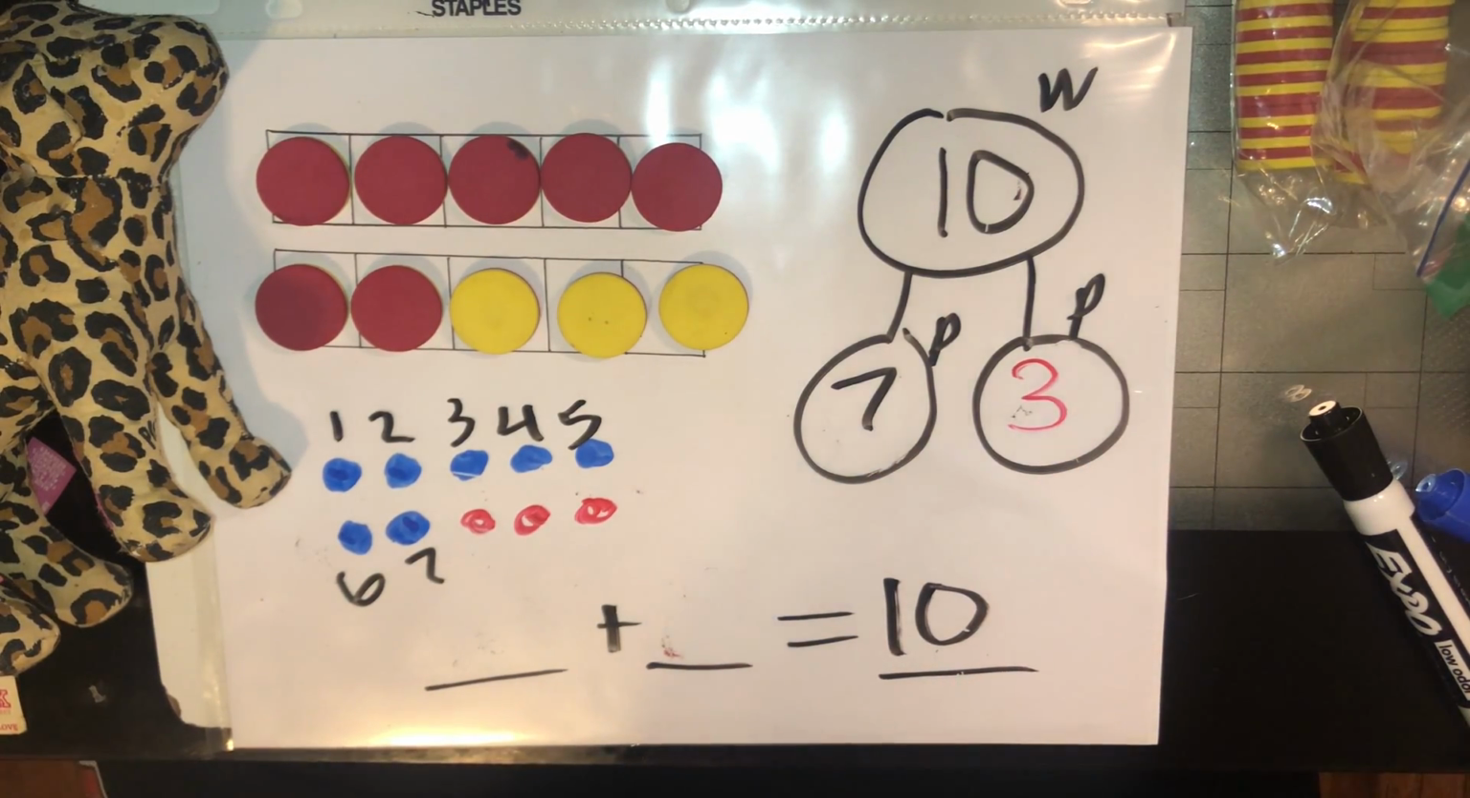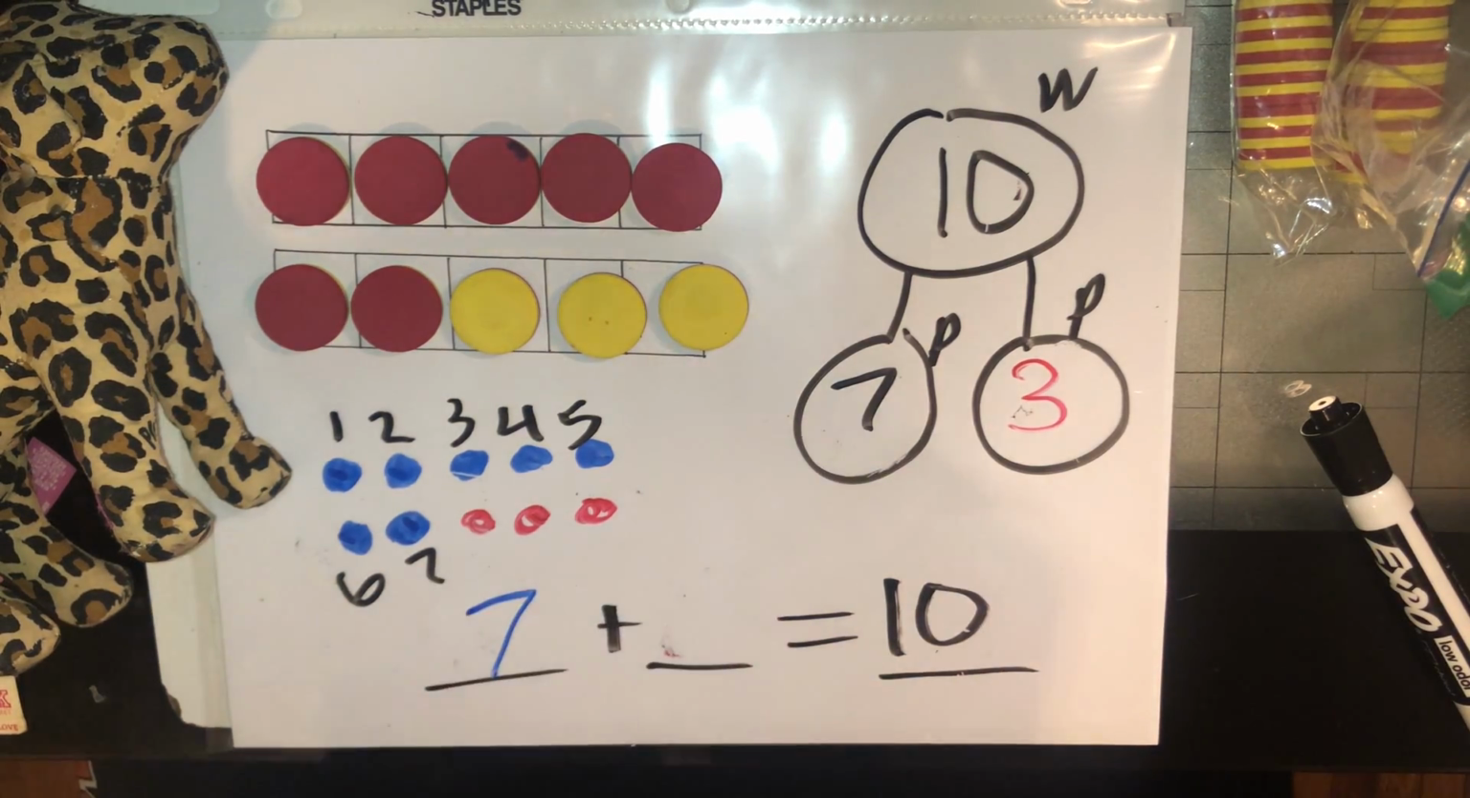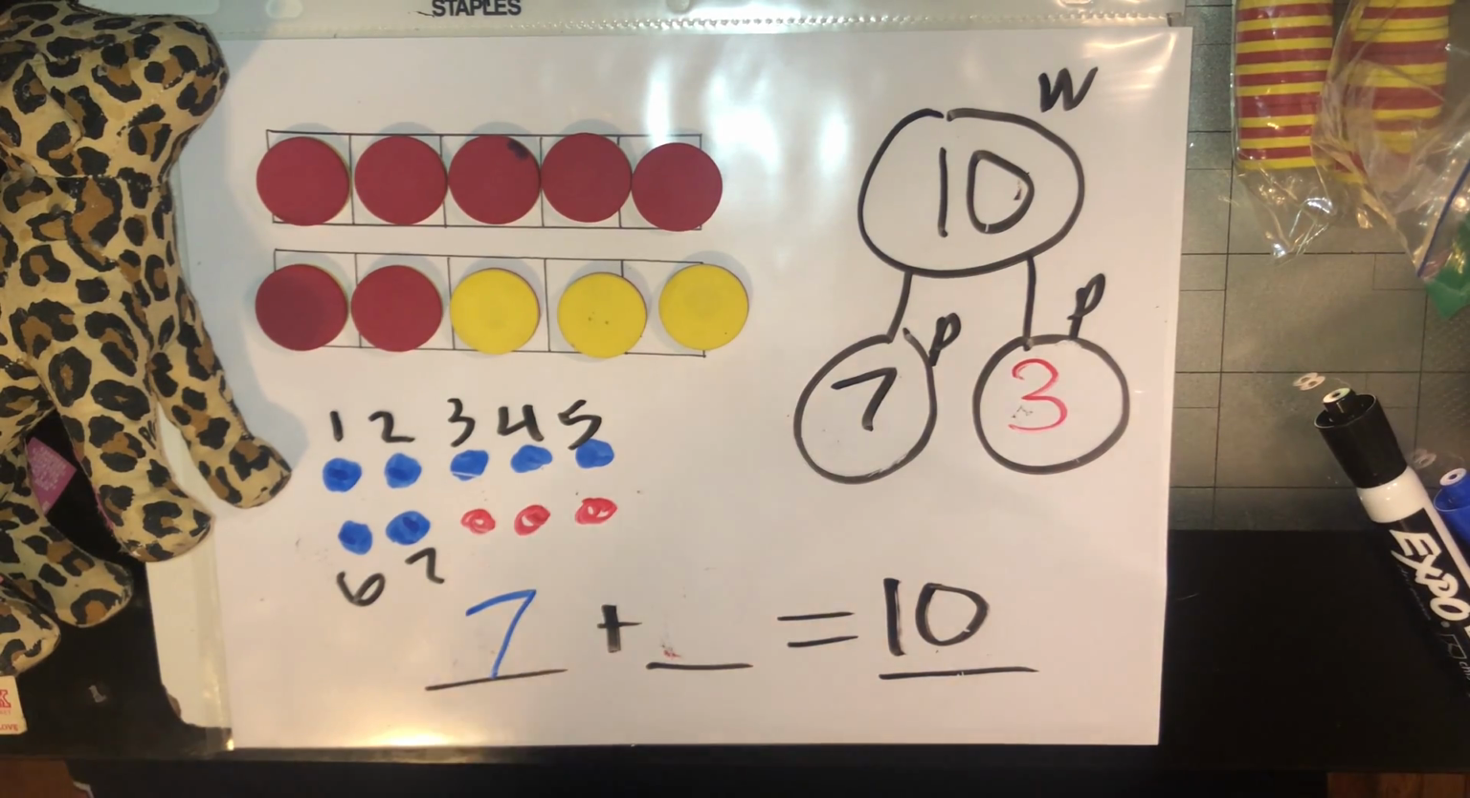So I know I have 7. How many do I have already? I know I have 7, so I'm going to put 7. How many more did I have to draw to make 10? Yep, I drew 3 more to make 10.